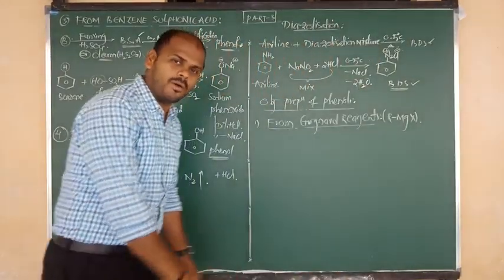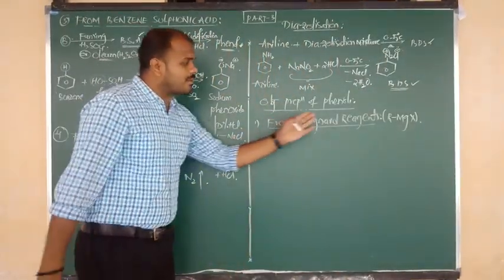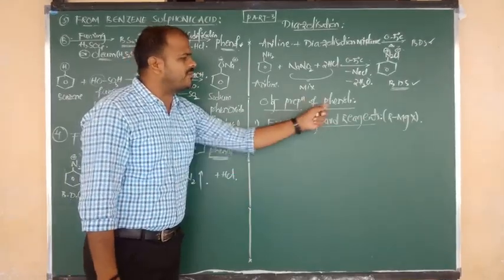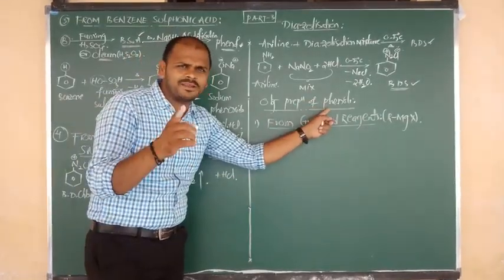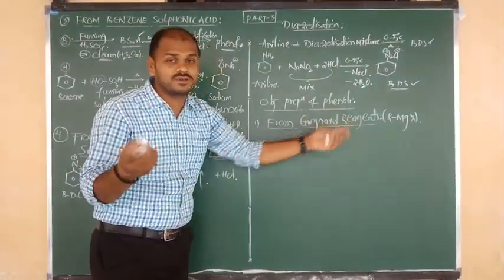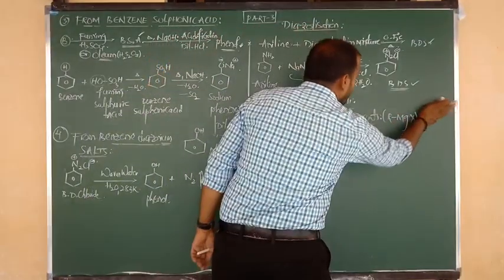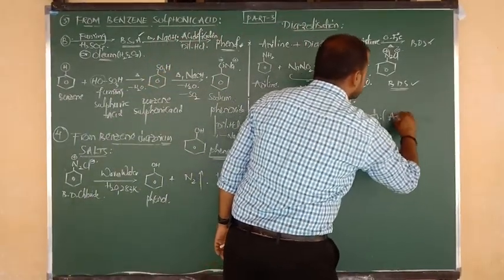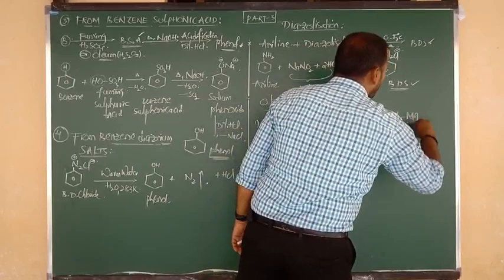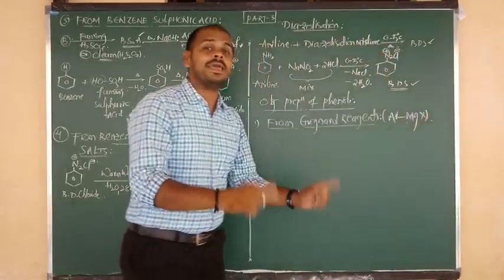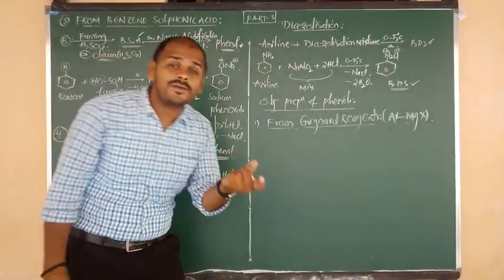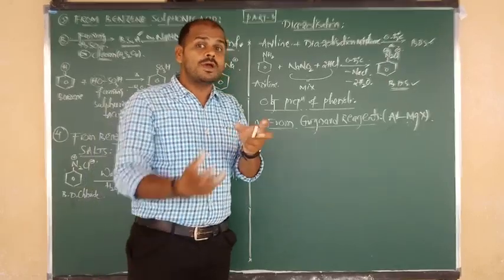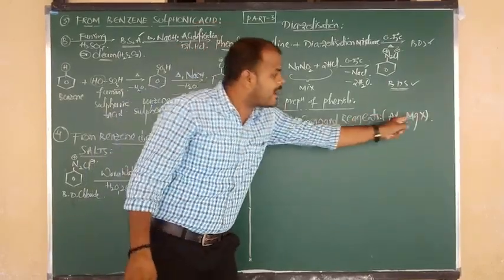Do you know, beta? Good. So from the Grignard reagent, how to prepare the phenol? Phenol is nothing but aromatic, na beta. So the Grignard reagent also we have to take aromatic. Means we have to consider the formula Ar bonded to MgX. This is the aromatic Grignard reagent. Aliphatic Grignard reagent is RMgX. Aromatic Grignard reagent is ArMgX.